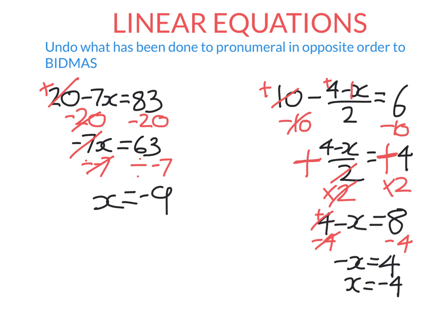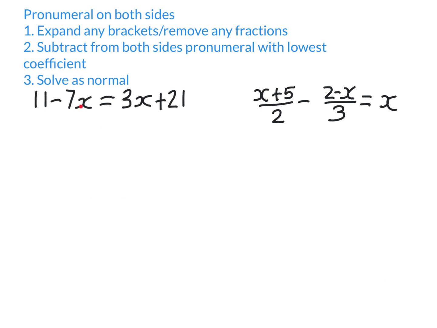All right, let's now look at equations with pronumerals on both sides. When I say pronumeral on both sides, I'm talking about the letter being on the left and right-hand side of the equal sign. So when you have equations like this, first expand any brackets or remove any fractions if there are any. Then we subtract from both sides the pronumeral with the lowest coefficient. After we've got rid of brackets and fractions, we want to move the pronumeral so it's only in one spot, because we really only know how to solve equations when the x or the pronumeral is in one spot. So after it's in one spot, we can just solve as normal.